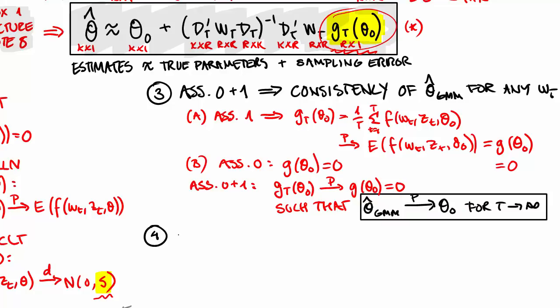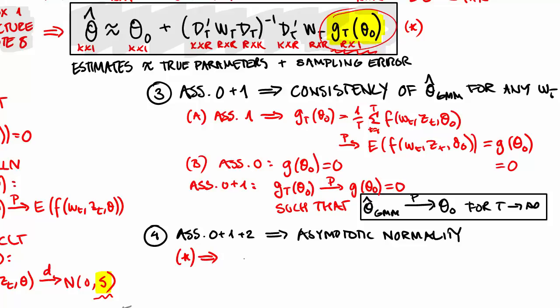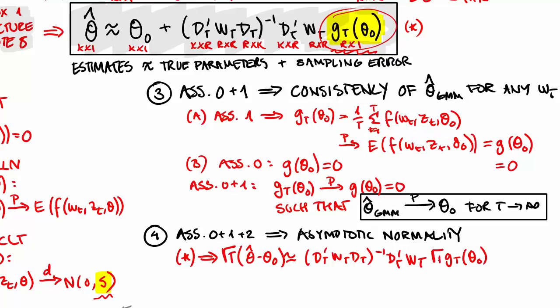The second asymptotic result is that assumptions 0 plus 1 plus 2 implies asymptotic normality of the GMM estimator. So the expression up here in the gray, we can rewrite a little bit. We can rewrite it as the difference between the estimates and the true parameters. That is approximately equal to (D_T' V_T D_T) inverse D_T' V_T, and then we have the sample moments evaluated in the true parameters here, and then I'm just going to normalize by the square root of T here, and I'm going to put the square root of T in here.